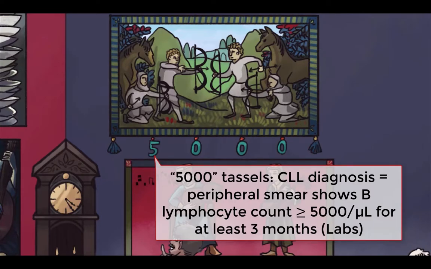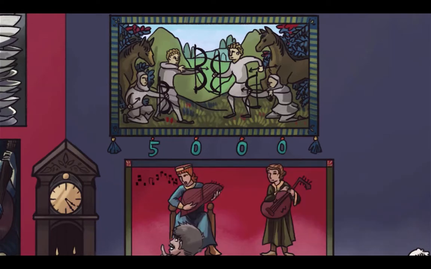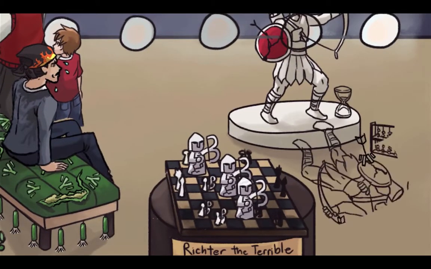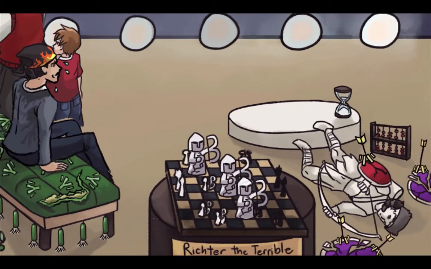So, underneath our B lymphocyte tapestry, we've incorporated the number 5,000. Don't be surprised, however, to see much higher counts. In fact, that absolute lymphocyte count is often elevated over 100,000 per microliter. So, obviously, that's the major finding on the CBC. But other cell lines will be affected as well. This time, we're looking for low counts.